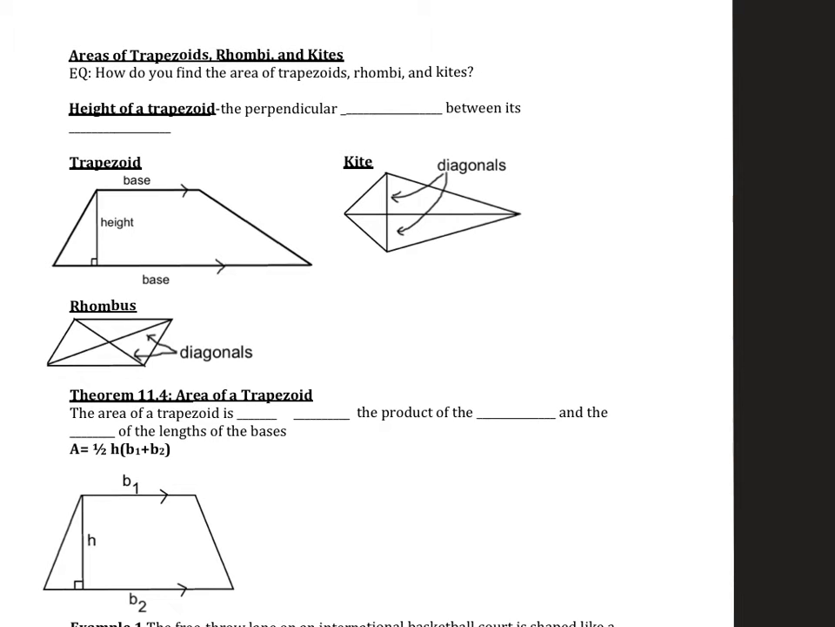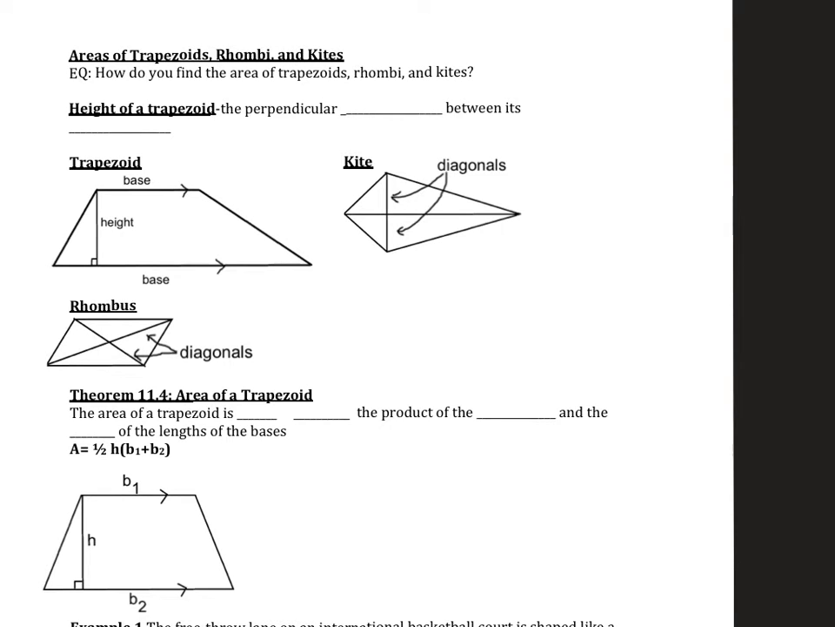We have already discussed area of a parallelogram. Today we're going to talk about other types of quadrilaterals which we discussed previously this year and their areas. So we're going to focus on trapezoids, rhombuses or rhombi, and kites.